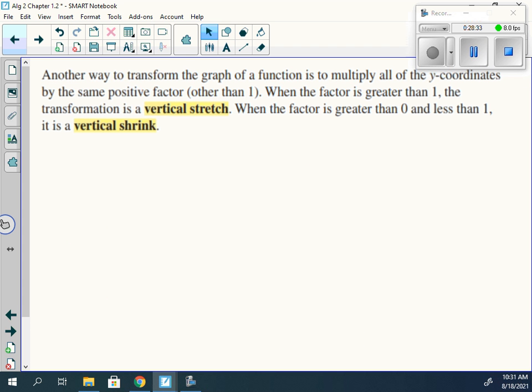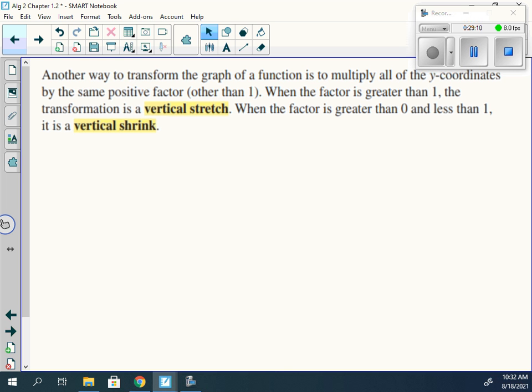Vertical stretch and shrink. So I talked about this a minute ago, and this is really dealing with the number out front, our value of a. It's considered a vertical stretch if the value of a is greater than 1. It's increasing faster. If the value of a is greater than 0 and less than 1, it is a vertical shrink. If it's greater than 1, it's a stretch. If it's between 0 and 1, it is a shrink.